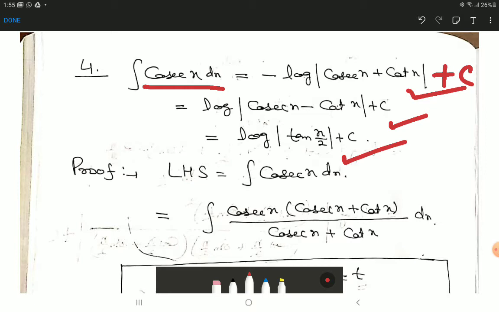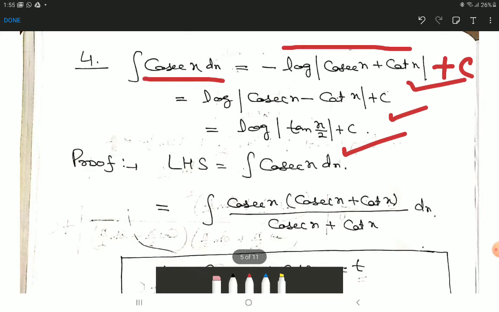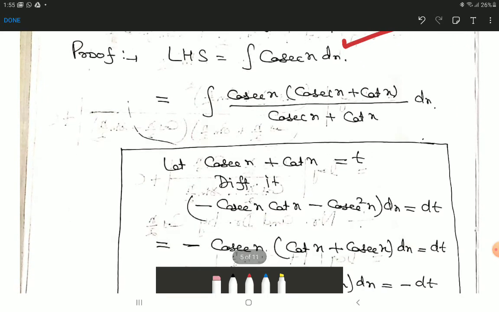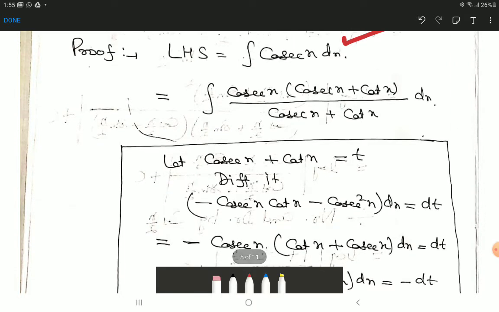Let's prove them. Basically, this is the result from integration. The rest two are its trigonometric transformations. So if you are able to derive the first formula, the rest two can be obtained by trigonometric transformations. So this is my left hand side, integration of cosec x. Let's start it with full courage.